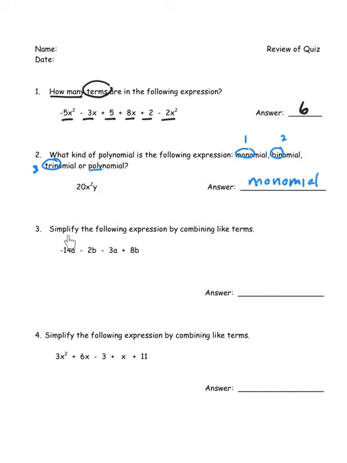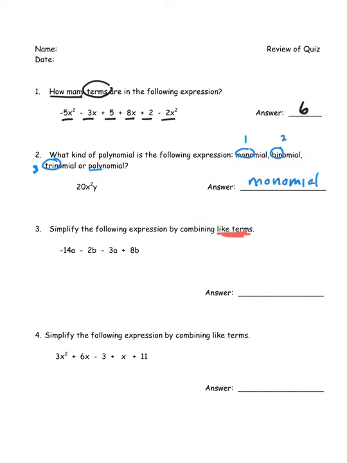So now let's go on to the third. Simplify the following expression by combining like terms. This does say like terms. And like terms have to have the same variable raised to the same power. In this case, we have 2 different variables. We don't have a power or an exponent. So we're going to gather them up by their alphabet letter known as a variable.